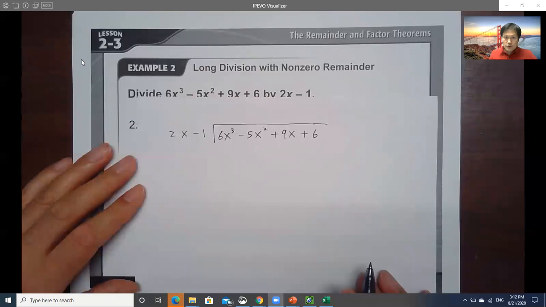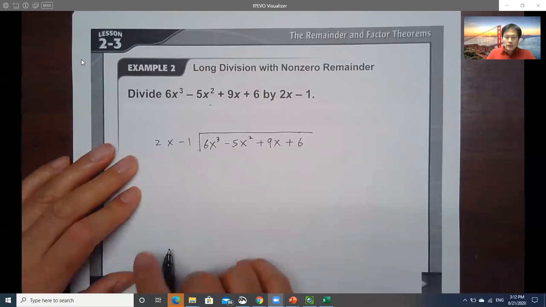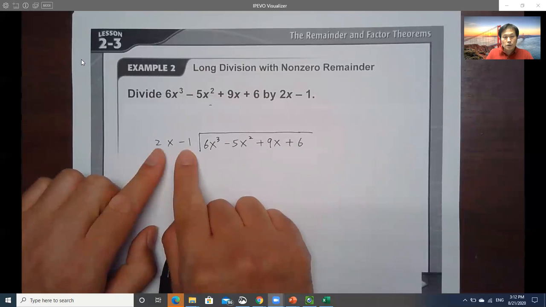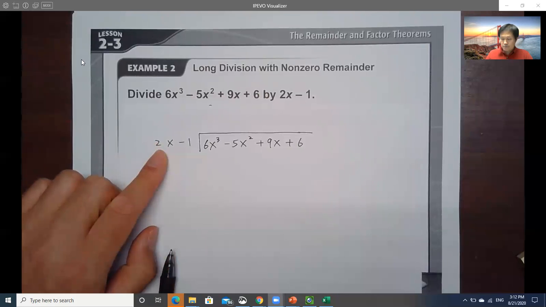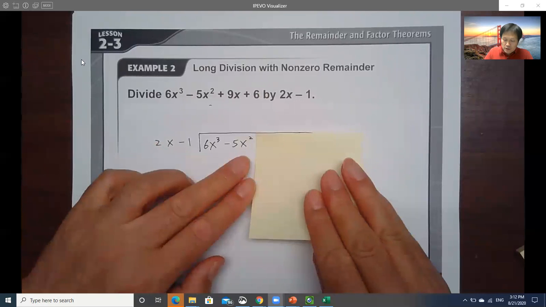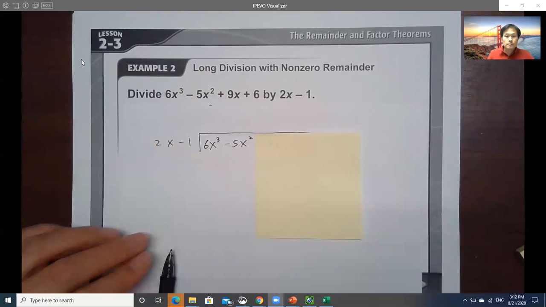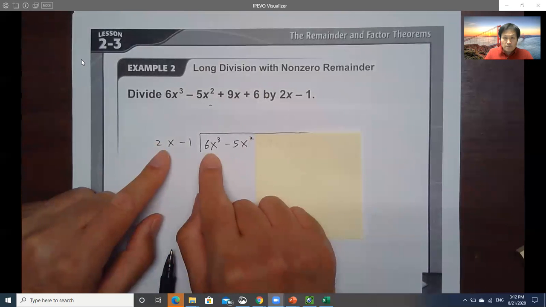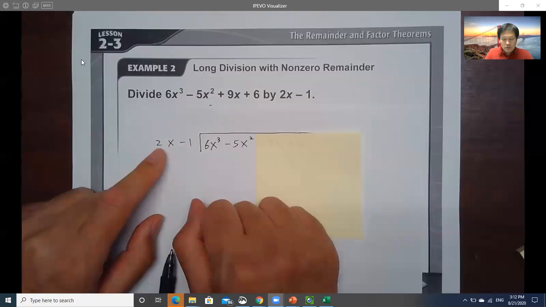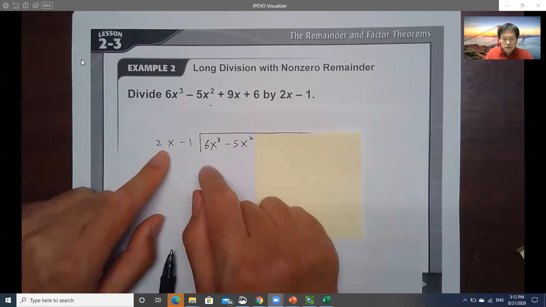How do you do division here? First thing you need to notice, our divisor has 2 terms. Does that have to do with anything? We are going to deal with the 2 terms at a time. Focus is the first term to first term. What do we multiply here so that it matches 6x cubic? It should be 3x squared.